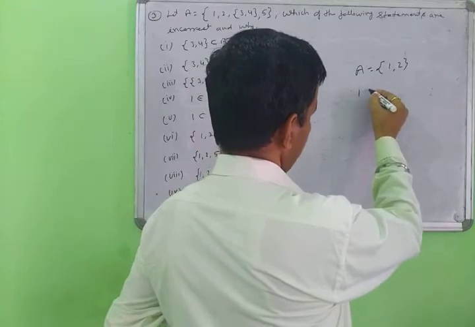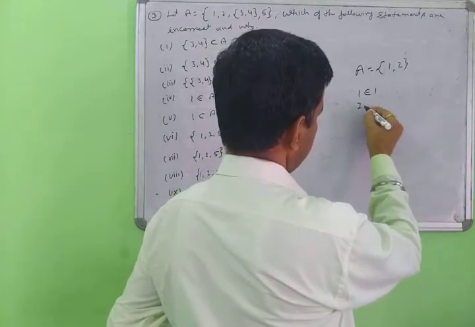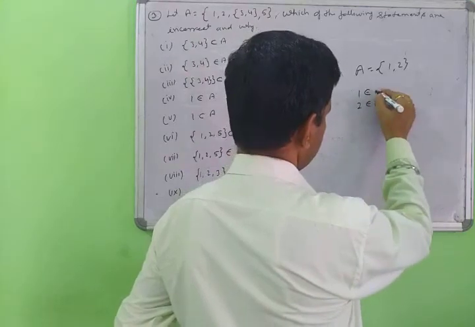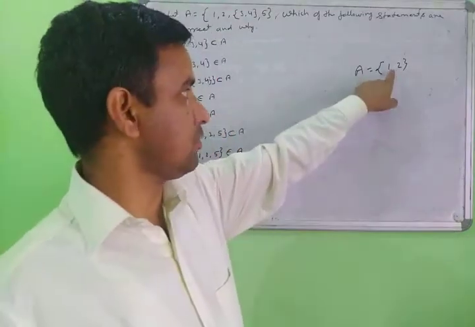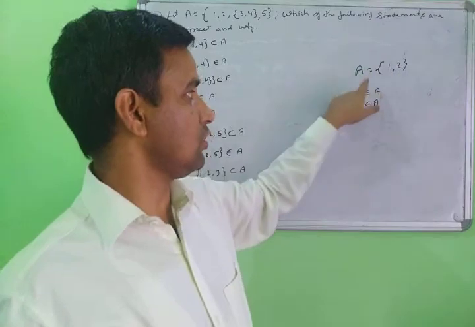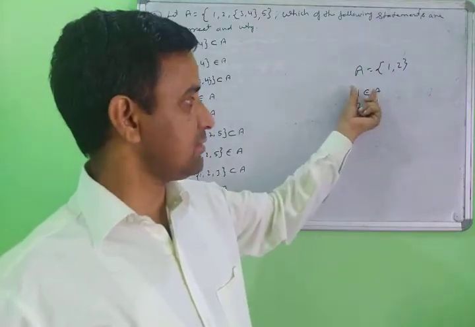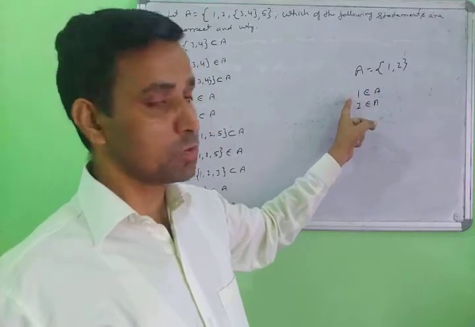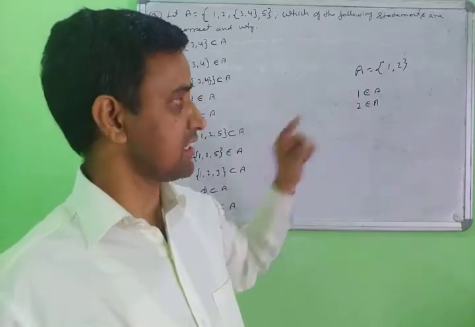Suppose 1 belongs to A, and 2 belongs to A. Element 1 belongs to set A, element 2 belongs to set A. This is how we represent belongs. When you represent with belongs, we don't use the curly bracket.